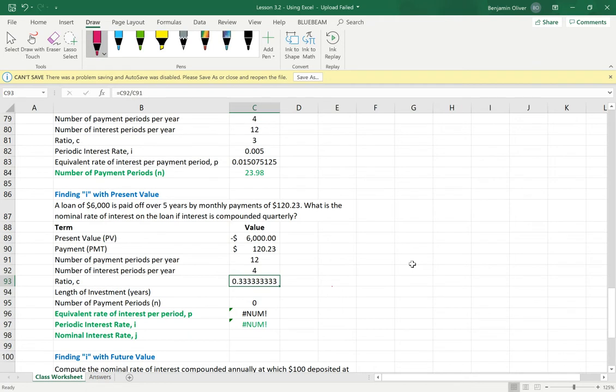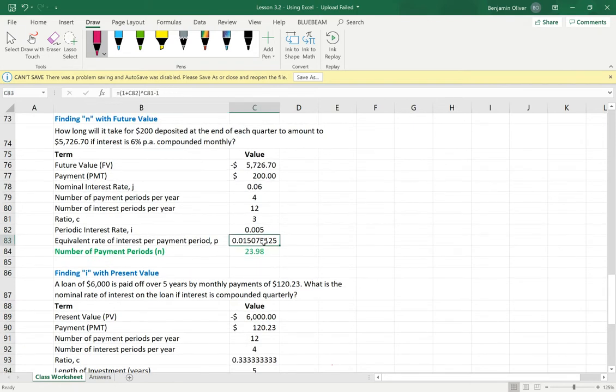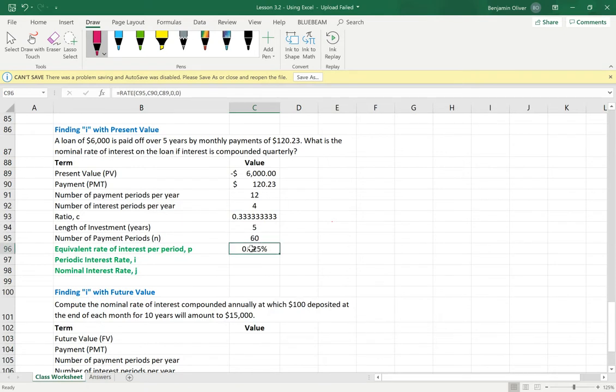So again, our ratio was calculated automatically. Our length of investment in years was given in the question as 5 years. So that means our number of payment periods is actually 60. So what this calculates is actually p, right? It actually calculates the equivalent rate of interest because this is an ordinary general annuity. And remember, in every other example here, the value we used was the equivalent rate of interest, not the periodic rate of interest. So this actually solves for our equivalent rate of interest per period.